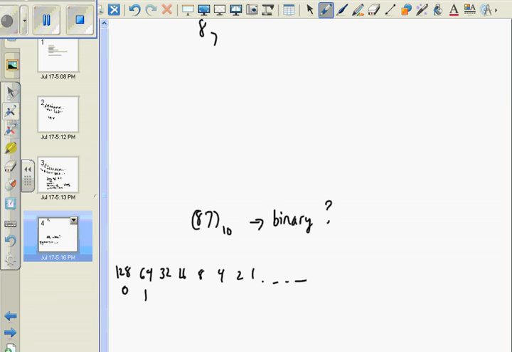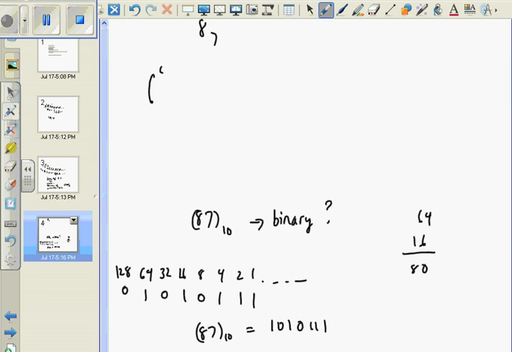Now, if I take 64 away from 87, I'm going to get 23. So I don't have any 32s, but I do have a 16. So now if I have 64 and 16, this is going to give me an 80. I have 7 left to go, so I don't need an 8. And I do need a 4, I do need a 2, and I do need a 1. So if I add these all up, 64 plus 16 plus 4 plus 2 plus 1, I'm going to get 87. So 87 base 10 is equal to 1010111 in binary.